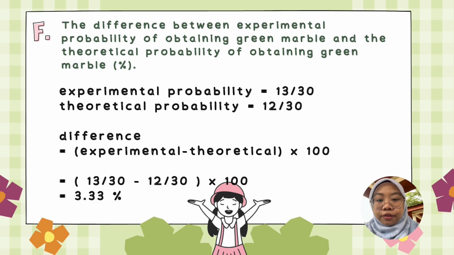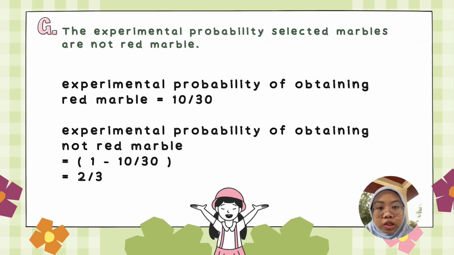For question F, to find the difference between experimental probability of obtaining green marble and theoretical probability of obtaining green marble, we have 13 over 30 for experimental probability and we have 12 over 30 for theoretical probability. To find the difference, we have to do experimental minus theoretical probability and multiply by 100. We can get 3.33%.